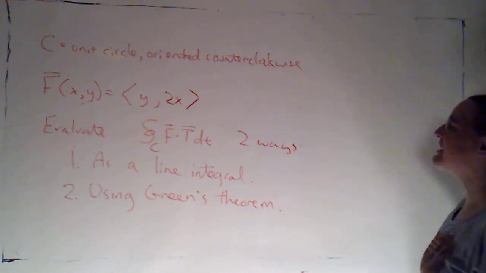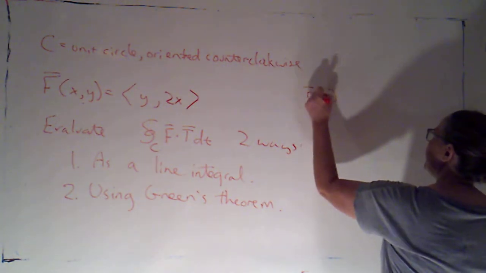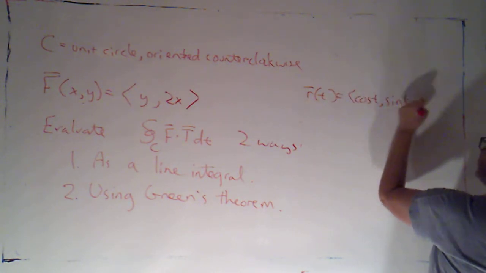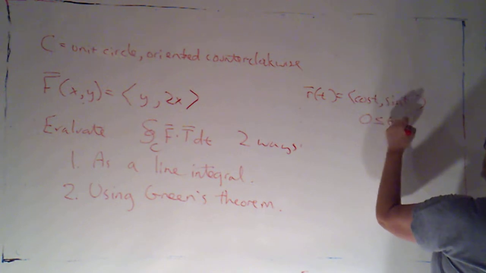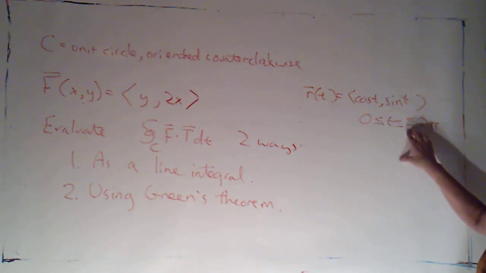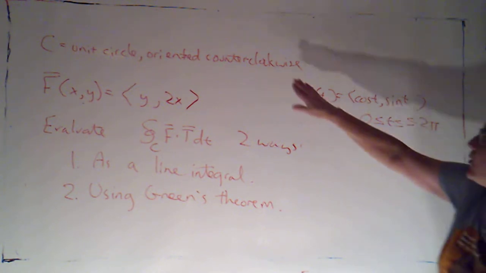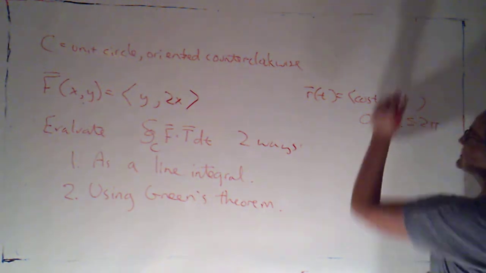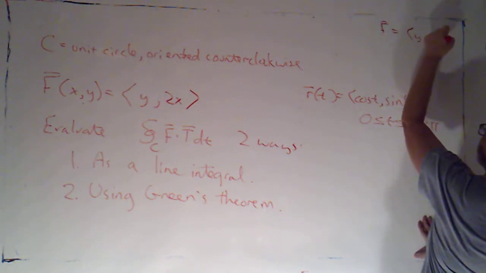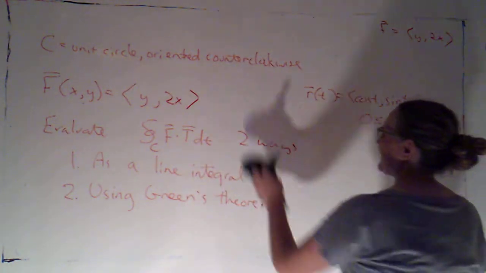Now, if I'm going to do this as a line integral, then I need to parameterize my curve. So r of t is ⟨cosine t, sine t⟩, t varies between 0 and 2 pi. That's my standard orientation for the unit circle oriented counterclockwise. I'm going to write up here in this corner that f is ⟨y, 2x⟩, because we'll need to remember that when we come to doing this the second time.